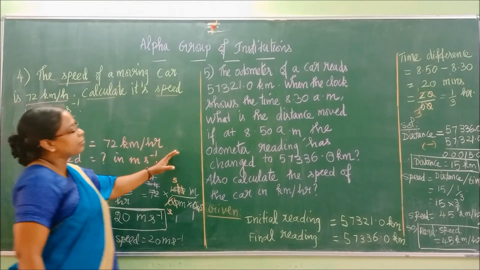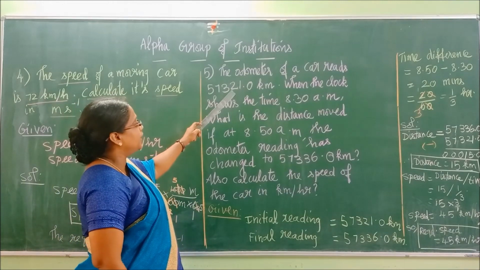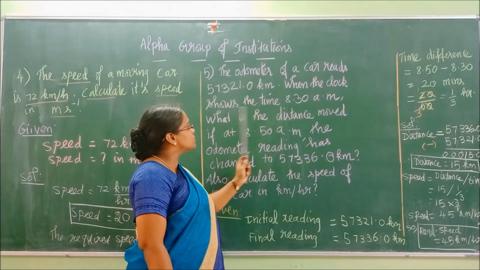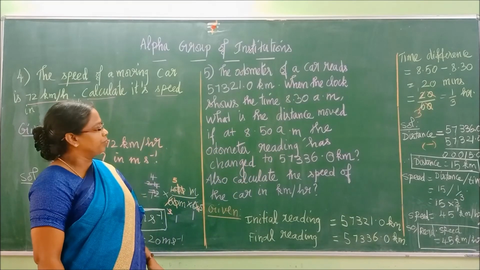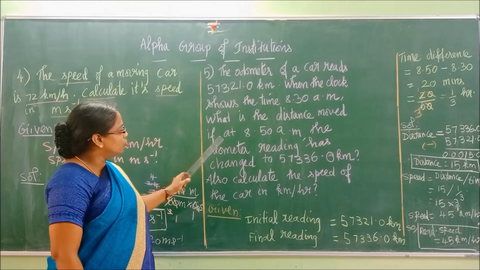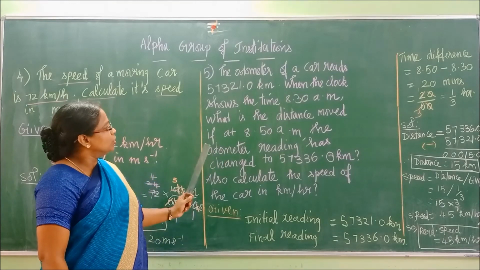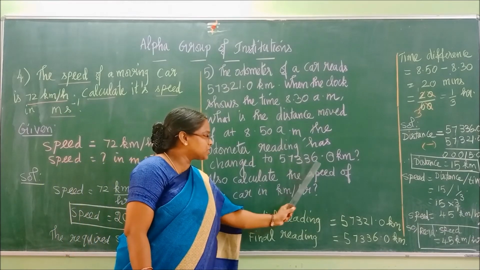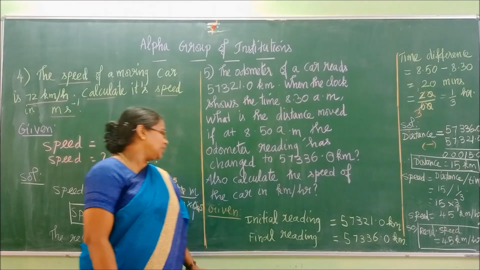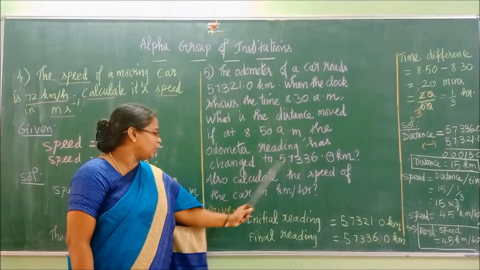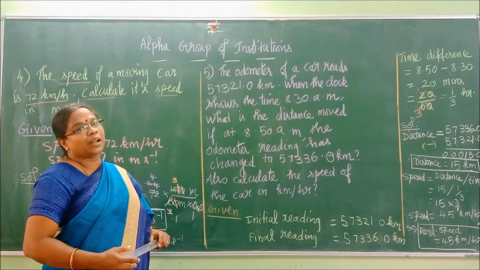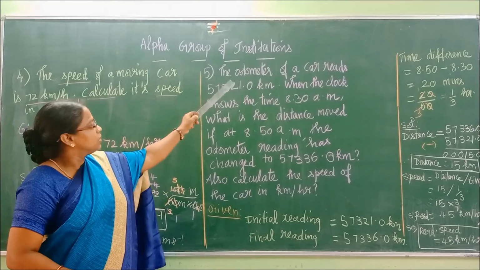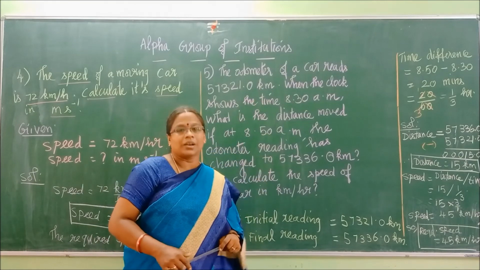Okay. Now fifth sum. The odometer of a car reads 57321 kilometer when the clock shows the time 8:30 a.m. What is the distance moved if at 8:50 a.m. the odometer reading has changed to 57336.0 kilometer? Also calculate the speed of the car in kilometer per hour. So is a bike traveling or a car traveling? Here it is the odometer of a car.